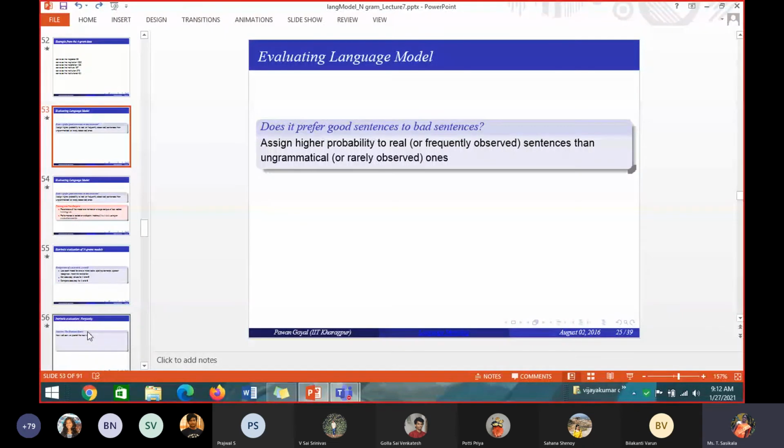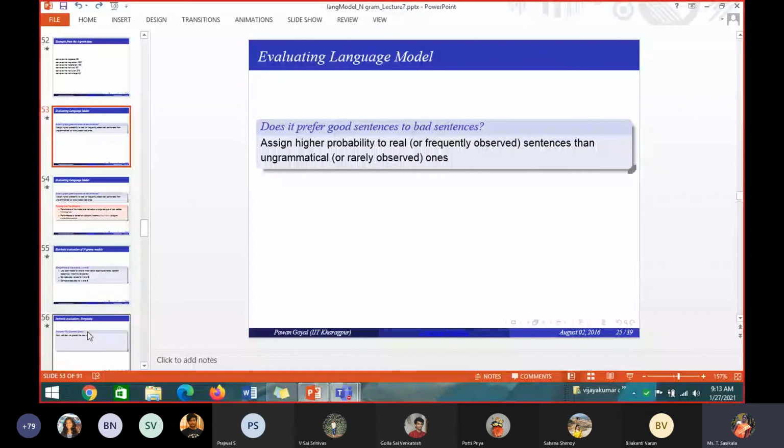Okay, and how will you finalize that your language model is good or bad? Does it prefer a good sentence to a bad sentence? Your language model should assign a high probability to good sentences compared to bad ungrammatical sentences. For a wrong sentence, it should give a lower probability, and for the proper sentence, it should give a good probability. Then only you can say that your language model is a better language model.